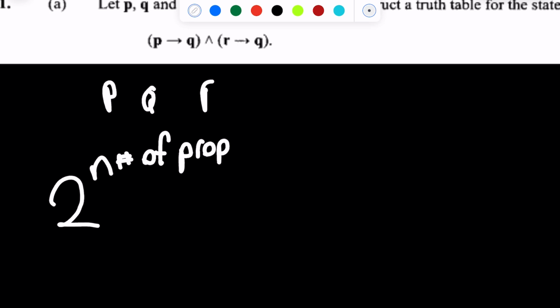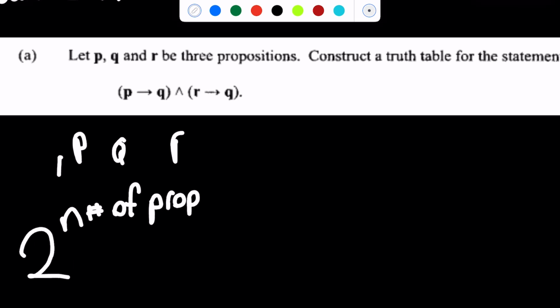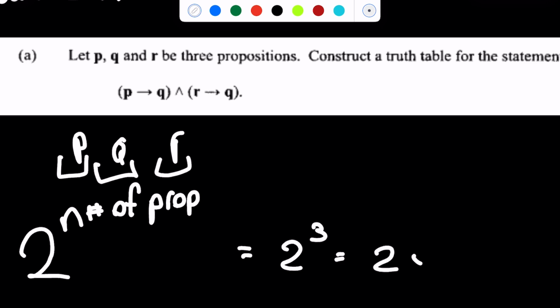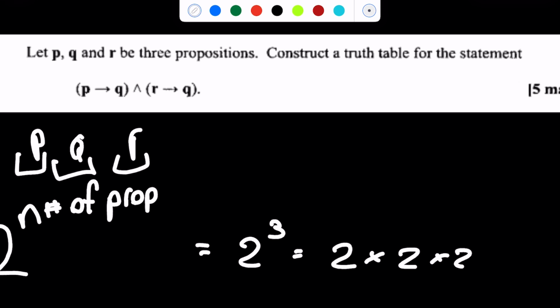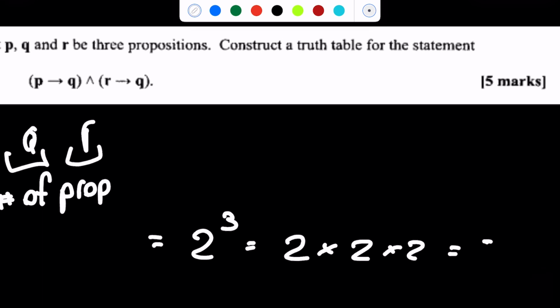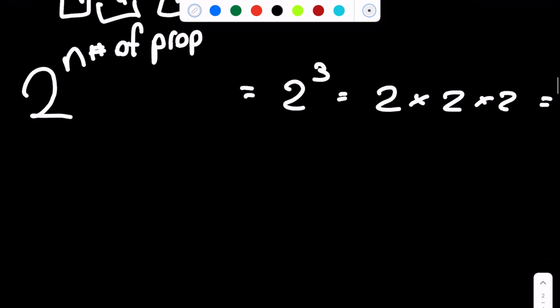So in this case, we have three propositions, right? So that means it's going to be equal to 2 to the power of 3, which is equal to 2 times 2 times 2, which is the same thing as 8. So now we know we're going to have 8 rows. So we're going to have P, Q, and R.